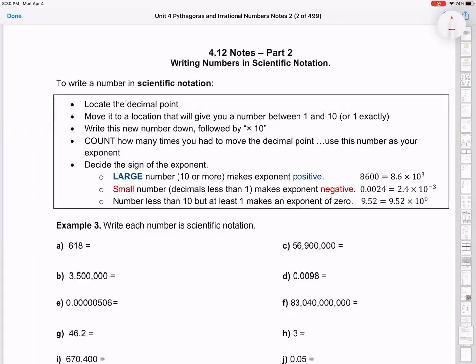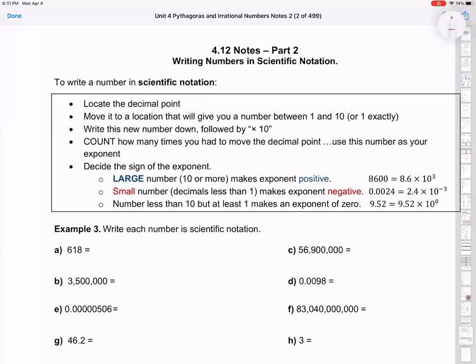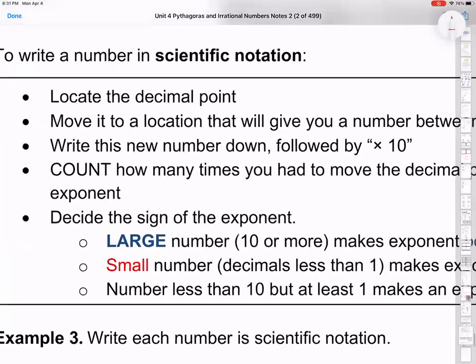All right, here we are at our 4.12 part 2, writing numbers in scientific notation. So in part 1, we were taking our values and creating them in standard form. Today, we're working in reverse and trying to get them into scientific notation. The sequence on how we do this is we always want to first locate where the decimal is, because that's going to determine how many times we move that decimal place. So you always want to first find where our decimal place is.